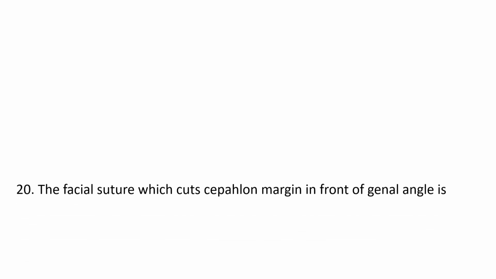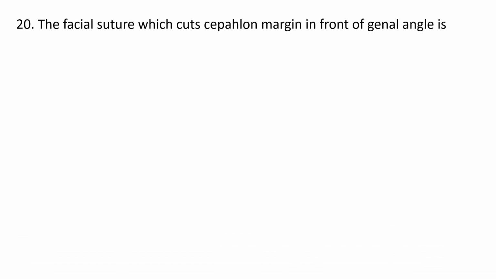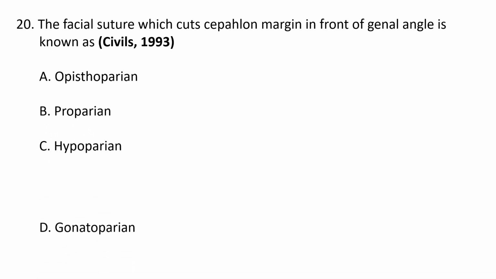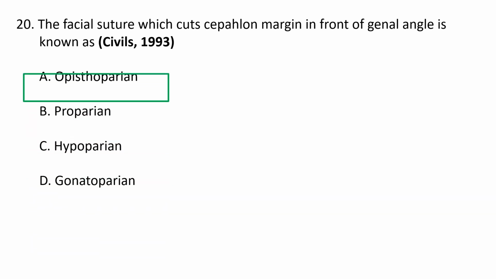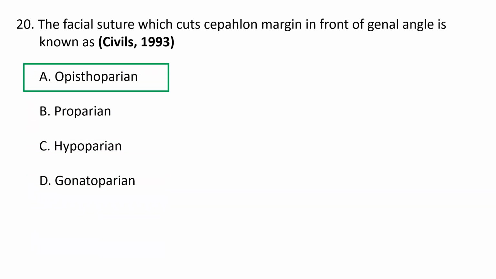Next question. The facial suture which cuts the cephalon margin in front of the genal angle is known as A. Opisthoparian, B. Proparian, C. Hypoparian, D. Gonatoparian. So the facial suture which cuts the cephalon margin in front of the genal angle is known as proparian.